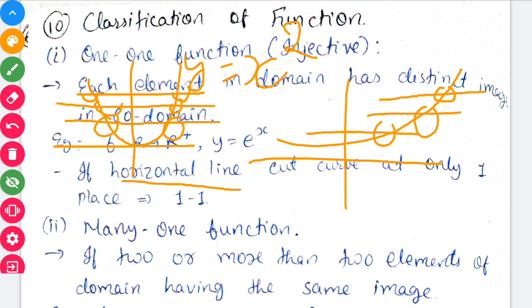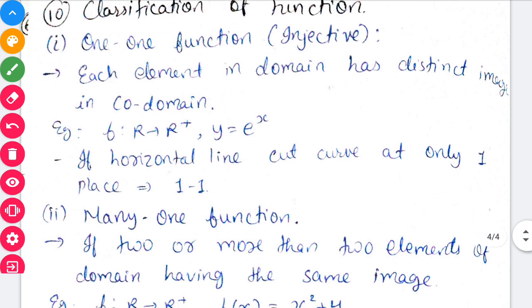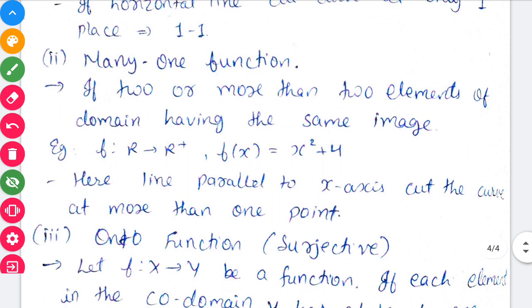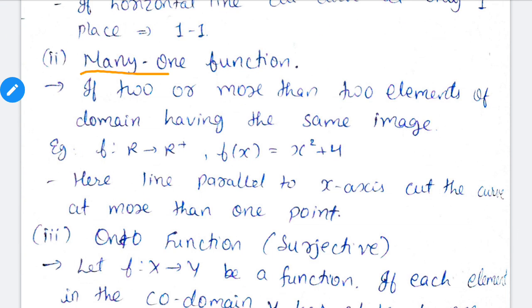Now the second function is many-one function. Many-one function means the function which is not 1-1, we can say is many-one. Let's see the definition: if two or more than two elements of domain have the same image, then it is known as many-one. For example, f of x is a function from R to R plus, f of x is equal to x square plus 4. We can take this example also.